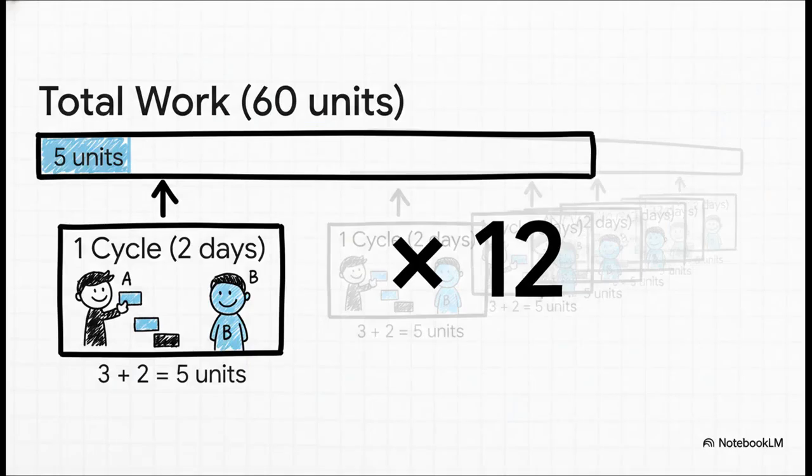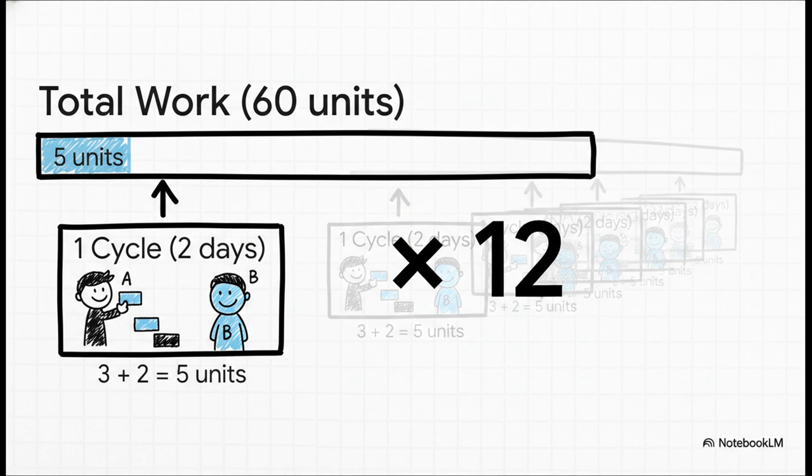Let's break it down. The LCM of 20 and 30 is 60, so that's our total work. A's efficiency is 60 divided by 20, which is 3 units a day. B's is 60 by 30, so 2 units a day. Okay, on day 1, A works and gets 3 units done. On day 2, B works and gets 2 units done. So in one full cycle, which is 2 days long, they complete 5 units of work together.